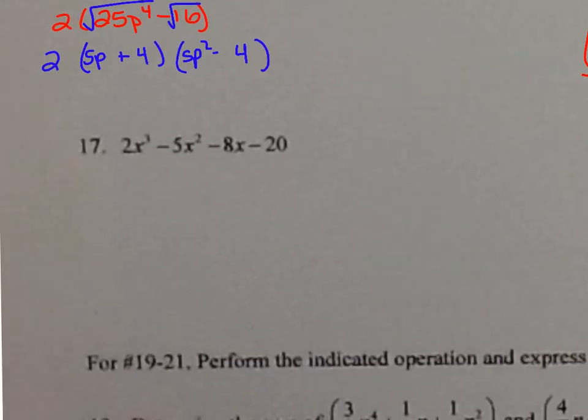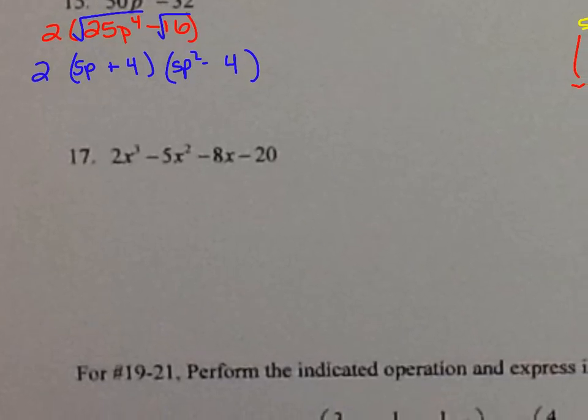Okay, number 17. I see 4 terms, so I'm going to think grouping right away. The GCF of the first group is x squared, times 2x minus 5. I see a negative in there, so I bring out the negative. GCF is negative 4, and then I get 2x minus 5. So my factors are x squared minus 4 times 2x minus 5. And when I wrote this, I noticed that this is a difference of squares. So I have x plus 2, x minus 2, and 2x minus 5.